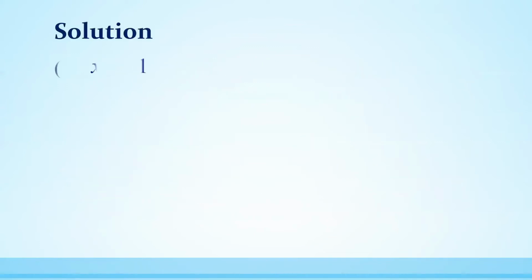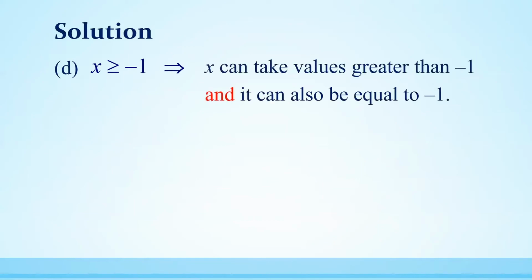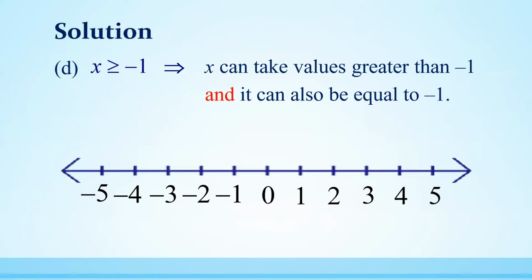Part D, x greater than or equal to -1. So here x can take values which are greater than -1, and it can also be equal to -1. So on my number line, I would have a shaded circle at -1, and the arrow would be pointing towards the right because I have greater. So here's the representation on the number line.